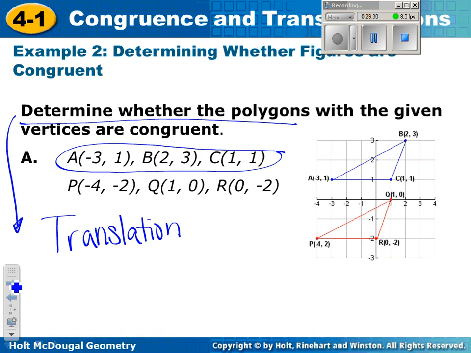Down 3. I'm going from positive 1 to negative 2. That was a typo, so fix that. So I'm going from positive 1 to negative 2. Everybody agree that's down 3? And I'm going from negative 3 to negative 4. So I'm going down 3 and left 1. So this is a translation. Down 3, left 1.